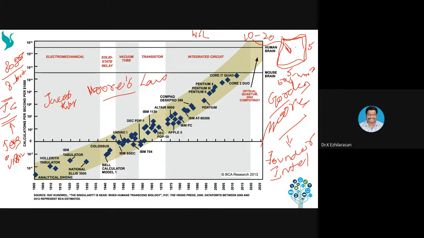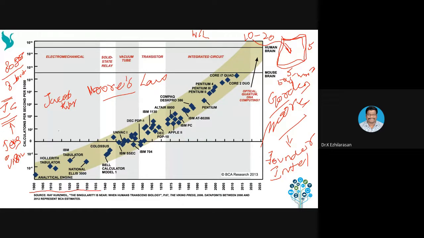So as the number of transistors increases in an IC, the size of the transistor will be reduced, so you need to change it. Now you can see in this graph, initially during 1900 to 1935, here you can see.